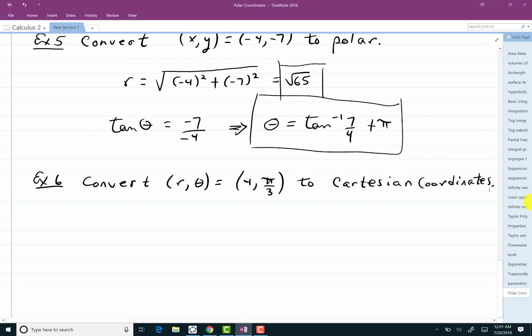Cartesian, of course, is after Rene Descartes, who invented these types of graphs. In fact, they call it a Cartesian coordinate system. I don't know why they don't call it a Descartesian, but whatever.